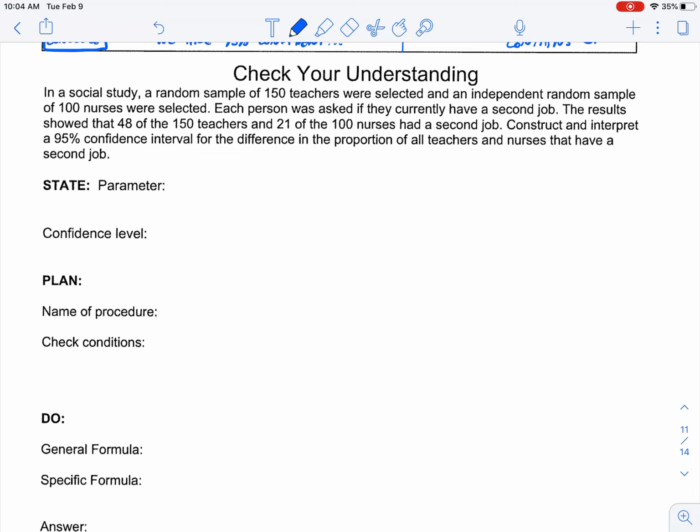Okay, so in this Check Your Understanding, we're going to read the prompt. My encouragement to you, as always, is to pause it and try it on your own and then come back and see the commentary that I have about it and see the right answer. So, in a social study, a random sample of 150 teachers were selected and an independent random sample of 100 nurses were selected. Each person was asked if they currently have a second job. The results showed that 48 of the 150 teachers and 21 of the 100 nurses had a second job. Construct and interpret a 95% confidence interval for the difference in the proportion of all teachers and nurses that have a second job.